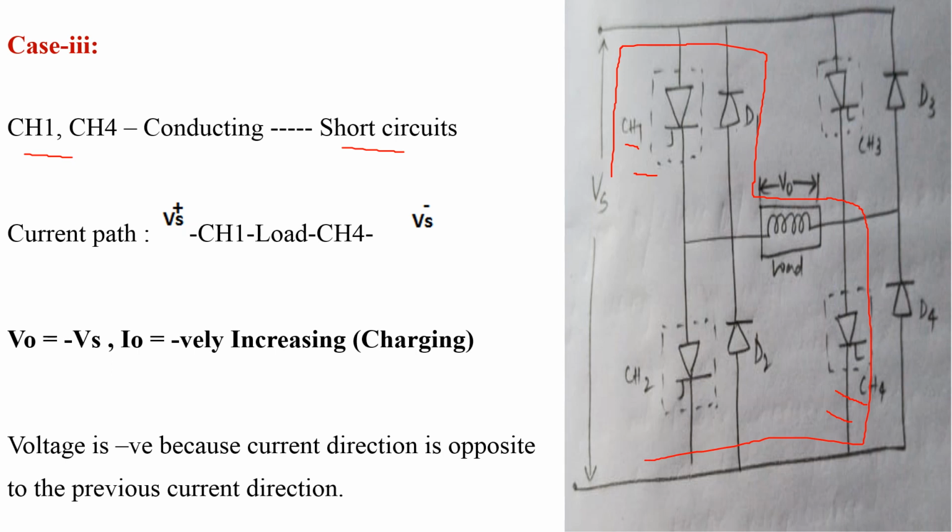So the total input voltage appears across the load, and the inductor starts charging with positive and negative polarities. But in this case, the voltage across the load is the same as the input voltage but negative. Why? Because in this case, the current direction is opposite to the previous current direction. So the total input voltage, that is Vs, appears as negative, and the load current is negatively increasing. Why? Because in this case the inductor starts charging. This is the third case of working.